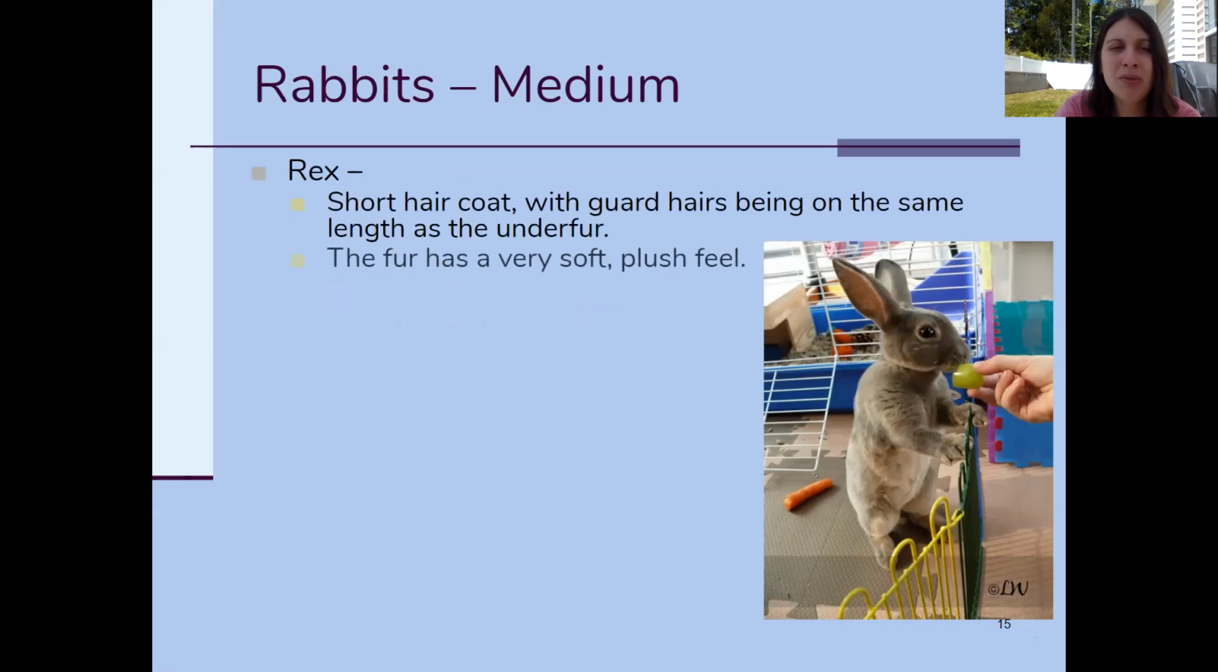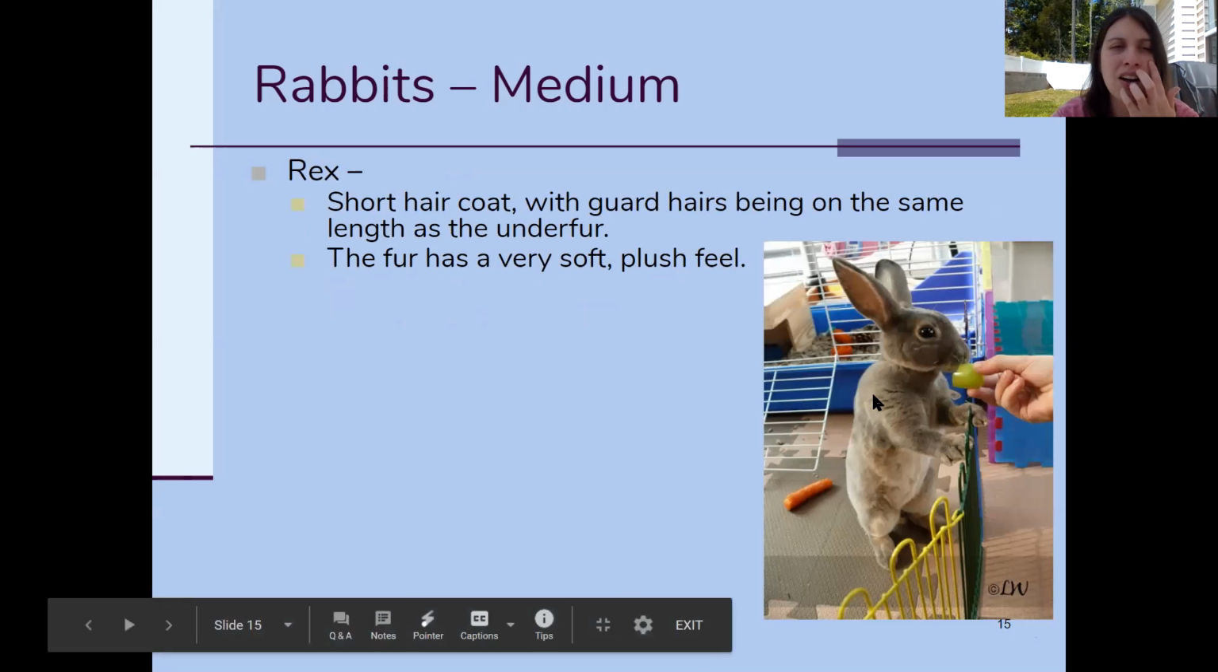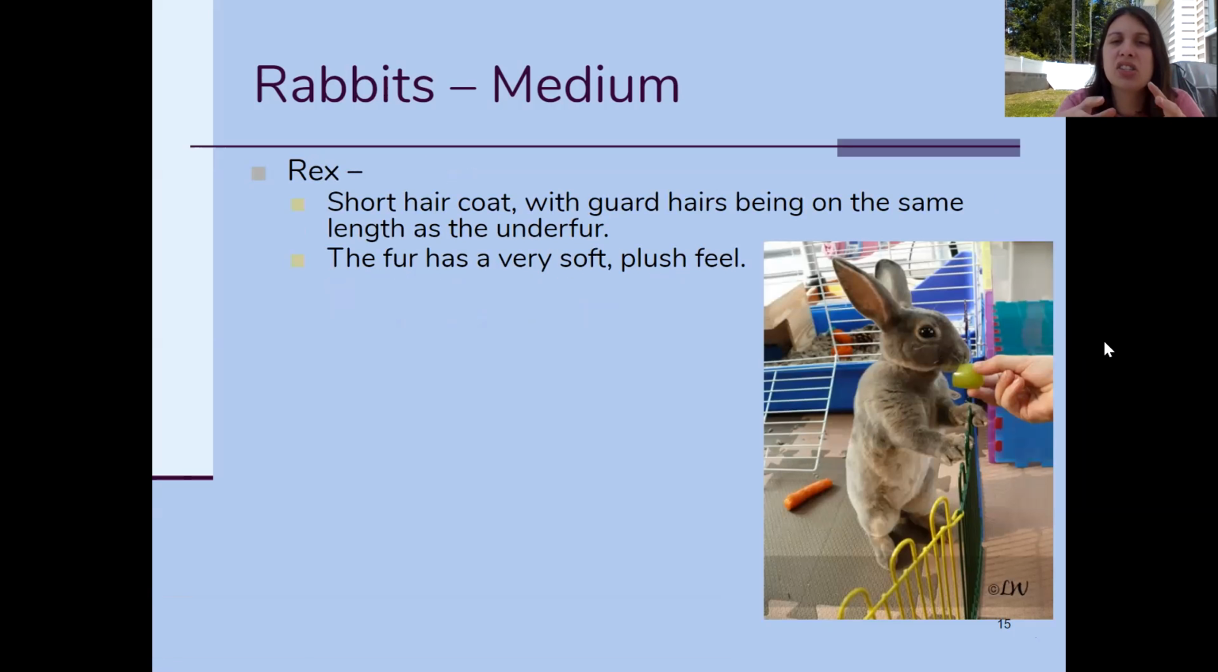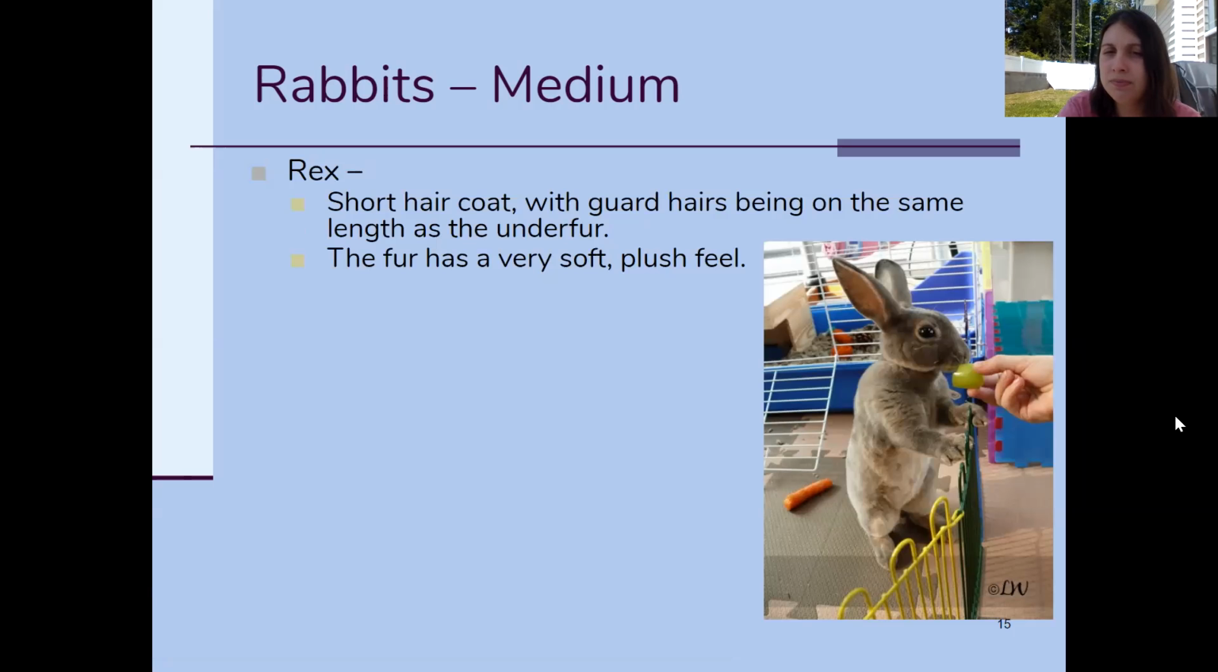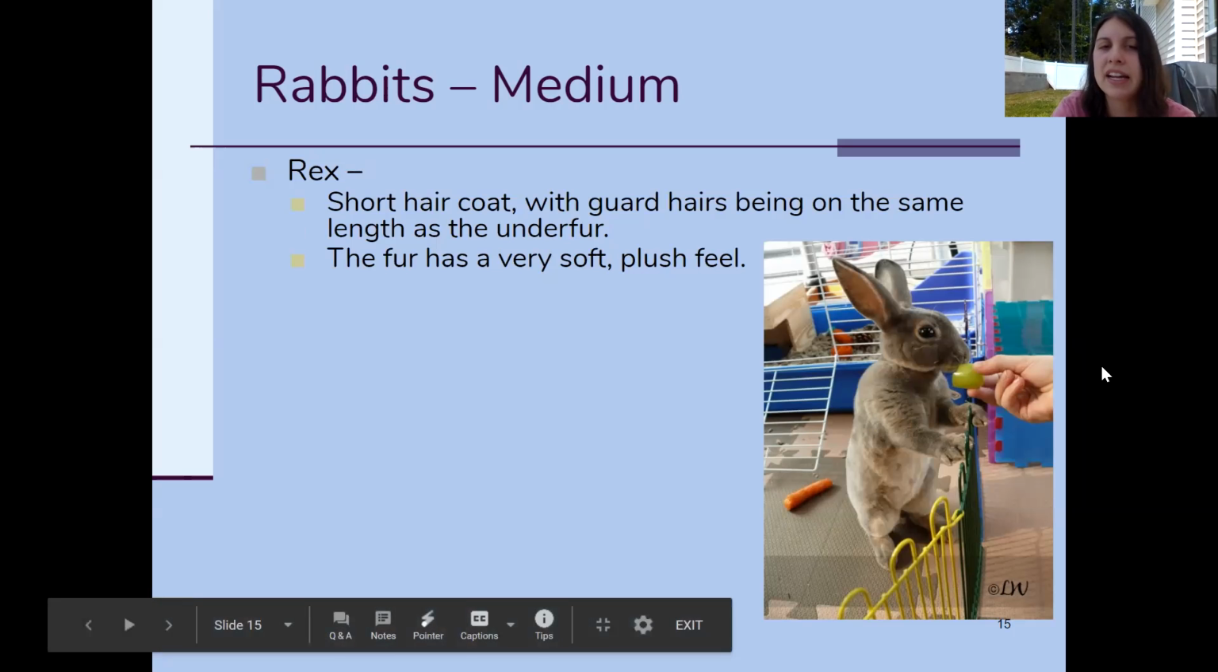Continuing in the medium rabbit size class, you have the Rex. The Rex, they're pretty common as pets. They have short hair. They're very, very soft and plushy. They like being cuddled. So people do commonly keep them as pets, and they are a little bit on the smaller side of that medium scale. But kids love them, people love them because of their soft under fur.